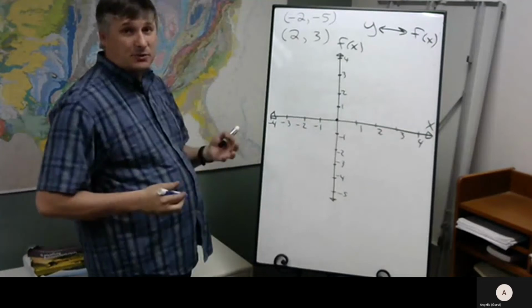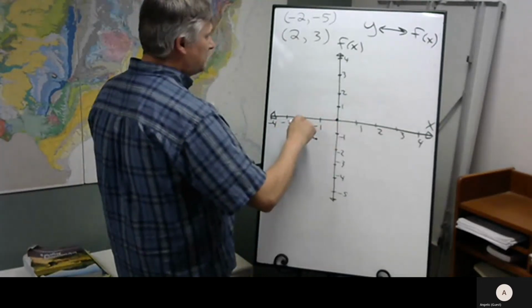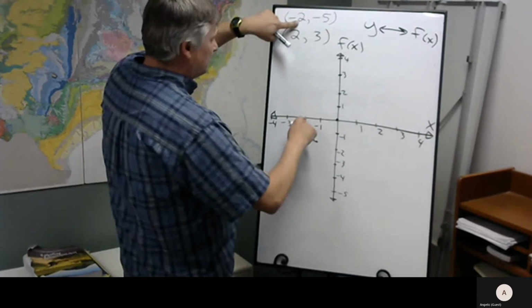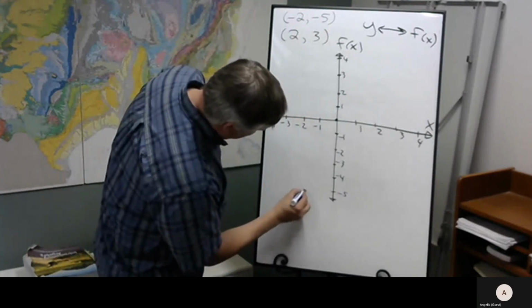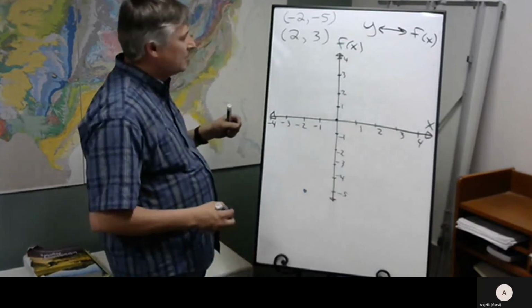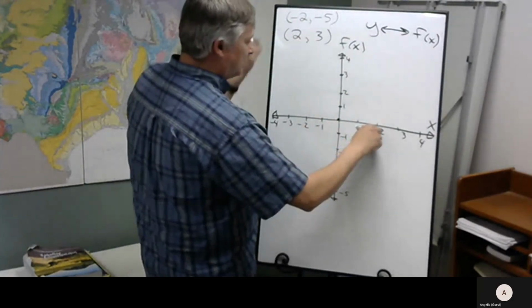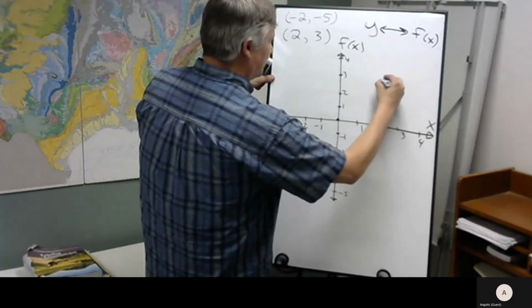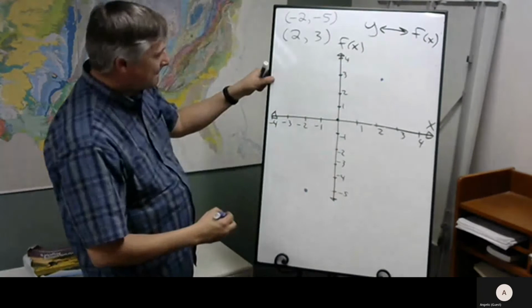So once again, we'll start at the origin. Origin to negative 2, and then we'll drop down to negative 5. And then origin to 2, and then up to 3. f of x is 3.